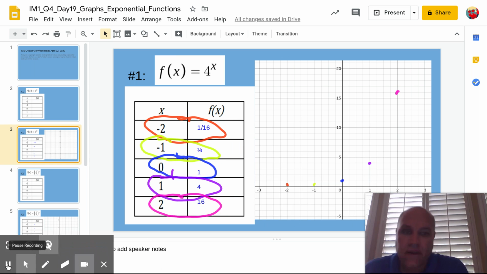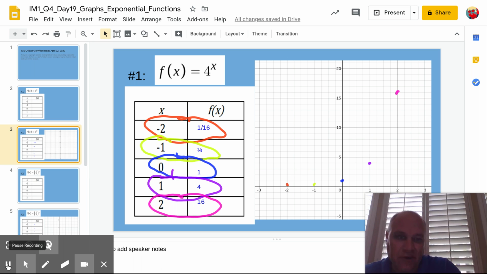Now, graphing it shouldn't be that bad once you have the table of values. So I tried to color code it for you here so you can see it. The first one, the orangish color there, is (-2, 1/16). So we went left 2, and only up 1/16. It's very hard to do with the dots because it's so small, but it's really close to the x-axis. And then the next one, (-1, 1/4). The yellow one should be a little bit higher than the orange one. And then the blue one is my y-intercept, (0, 1).